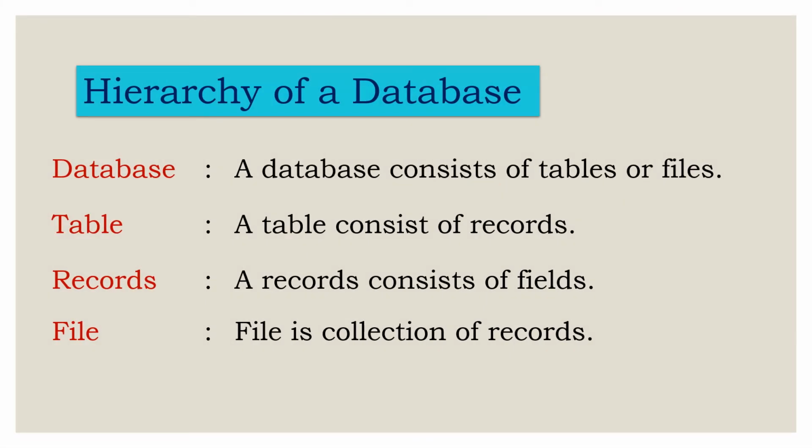Hierarchy of a database. A database consists of tables or files. A table consists of records. Records consist of fields. A file is a collection of records.